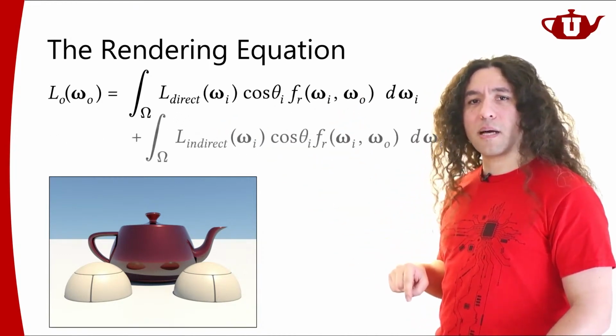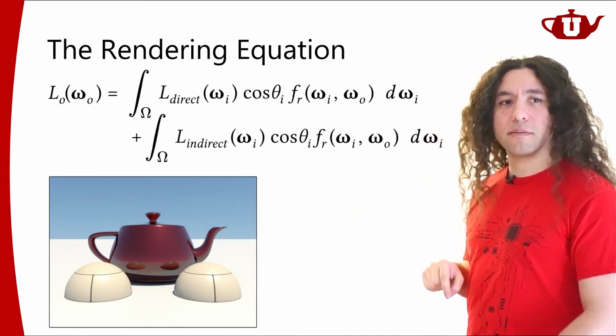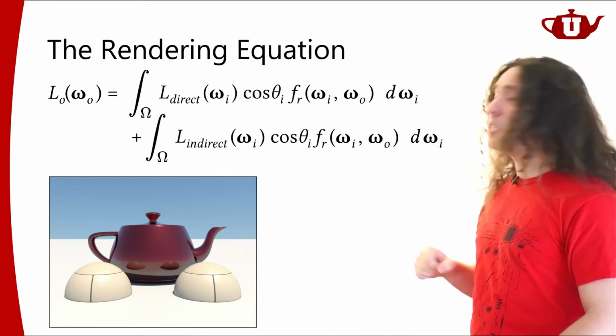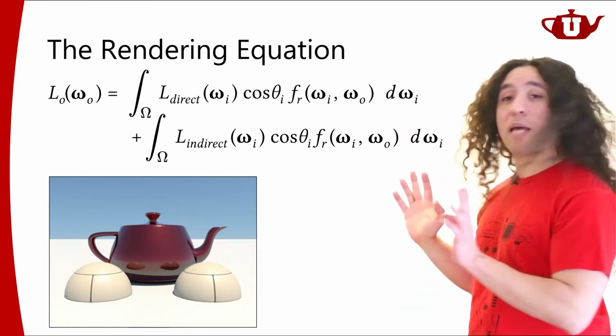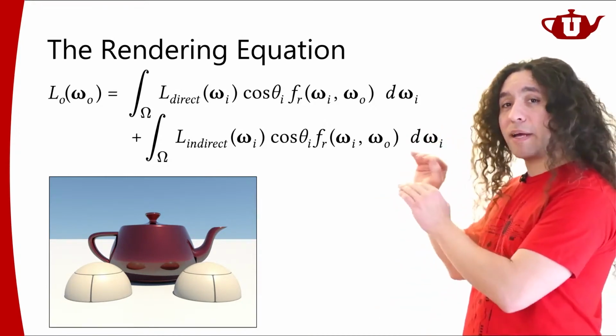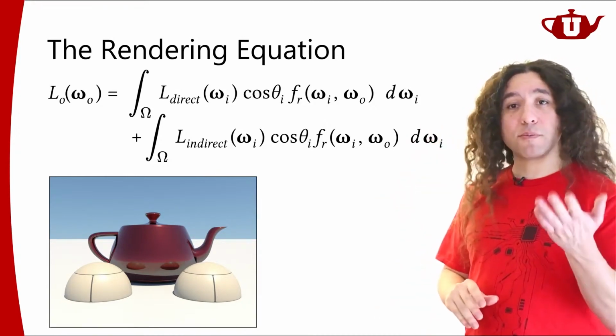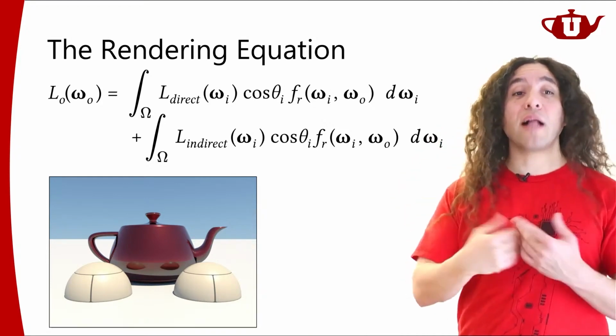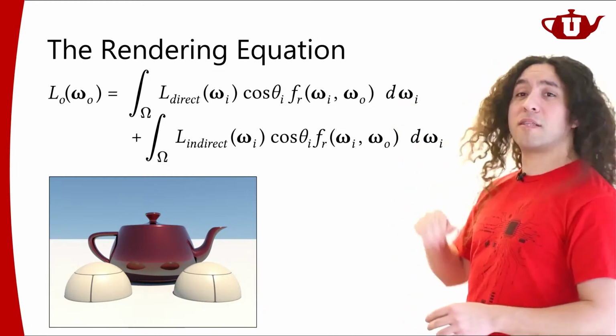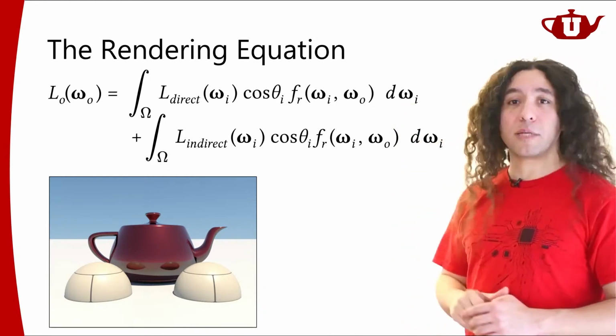So I can write the same equation as a sum of two integrals, right? One integral is for direct illumination, the other integral is for indirect illumination. It's the same equation. But when I separate it like this, what this allows me to do is to use completely different algorithms for computing direct illumination and indirect illumination.